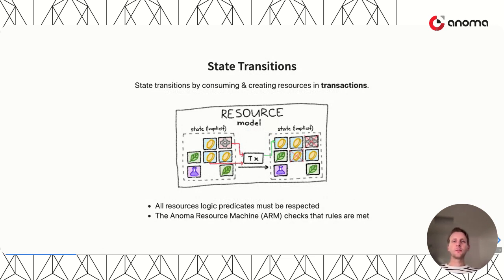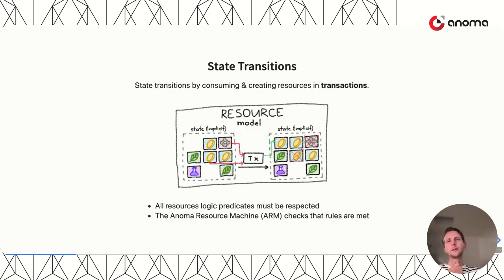For this transaction to be valid, all the resources and the logic they carry must be valid. Otherwise, this is not a valid state transition, which is checked by the Anoma resource machine, besides a few other rules that we will come to later.